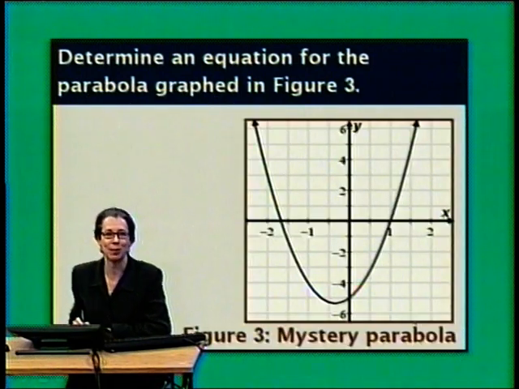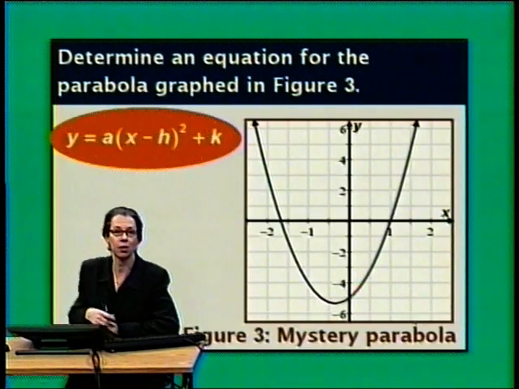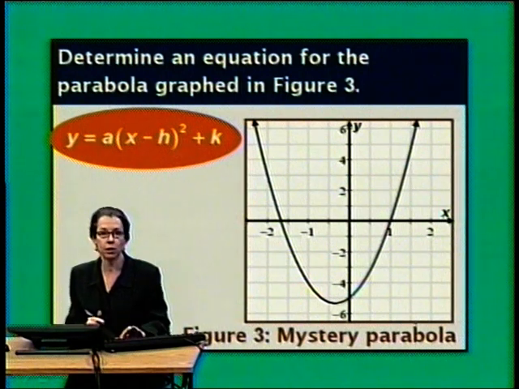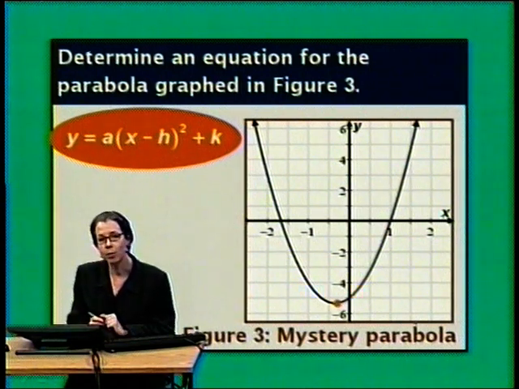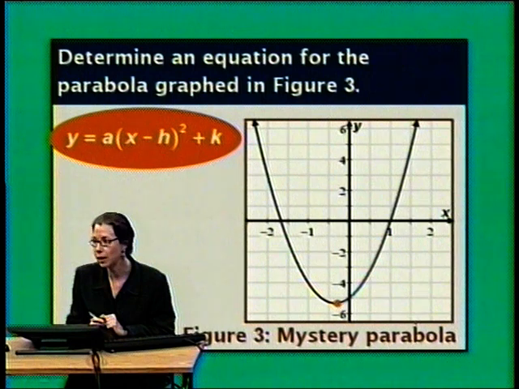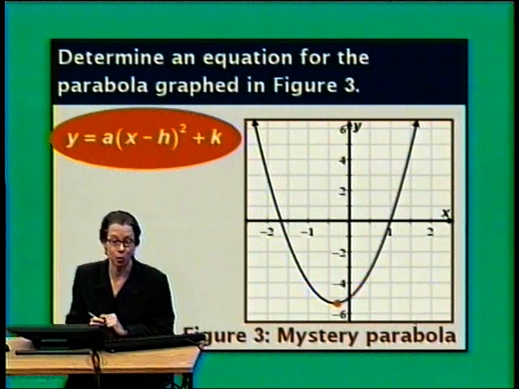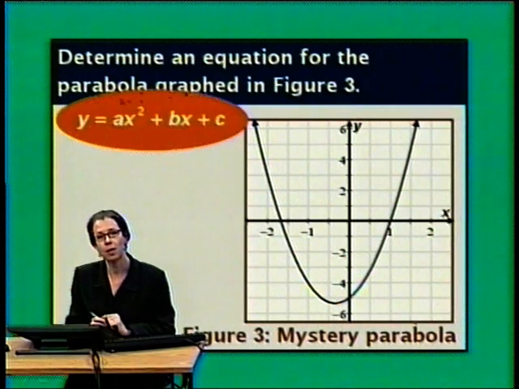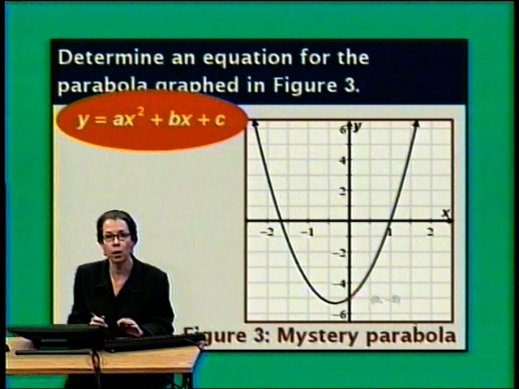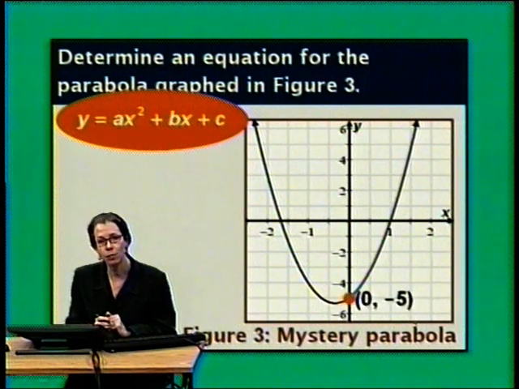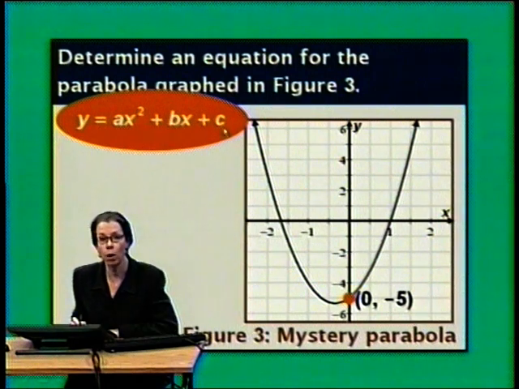Here's another mystery parabola. Can I use the vertex form? Well, let's look at the vertex. Problem in this situation is I cannot read the coordinates of the vertex off the graph, so I'm going to have to try something else. So this time I think I'm going to work with standard form. And the reason why I'm making this choice is because I can read the coordinates of the vertical intercept off the graph. I already know one value in my quadratic equation. I know that c should equal negative 5.